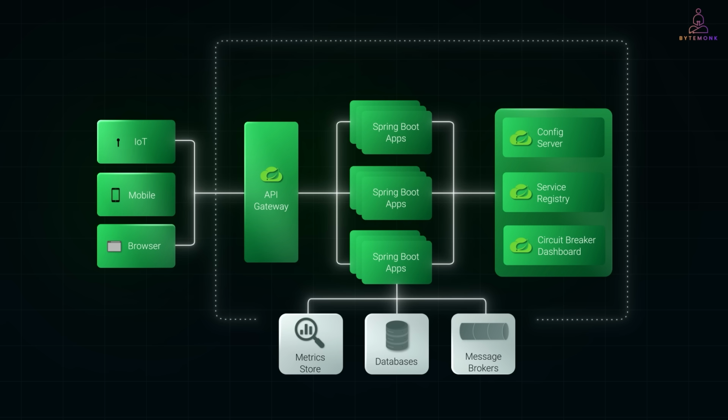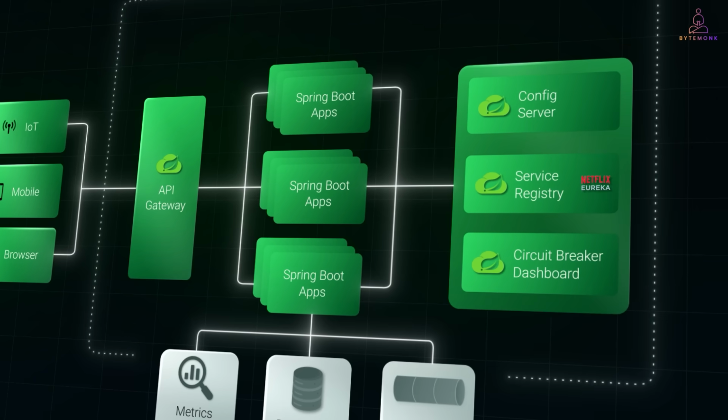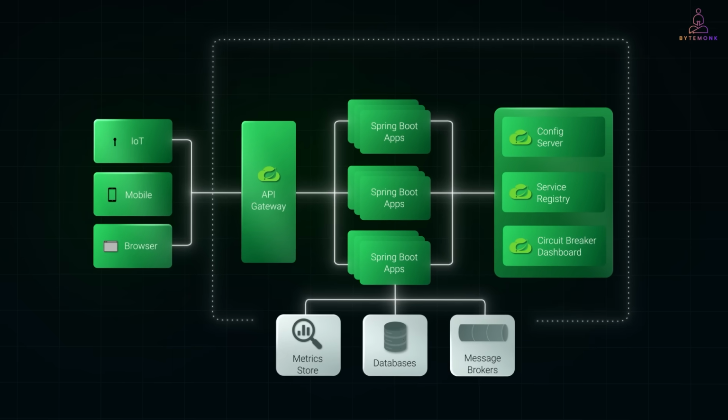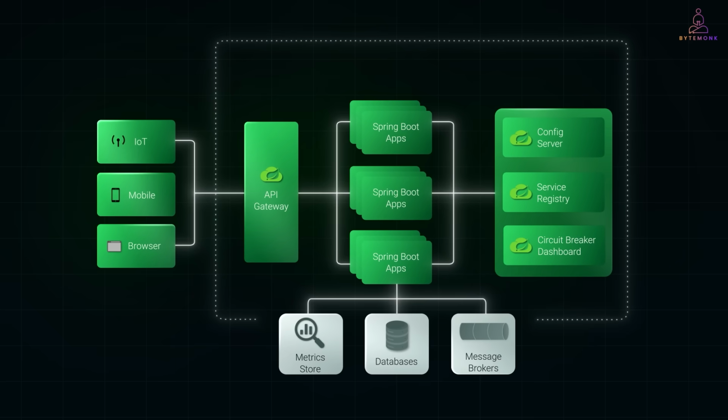Each Spring Boot service registers itself with a central registry, like Eureka. It's like a dynamic phone book for your system. So when one service needs another, it just looks up the name. No hard-coded URLs needed. So if a service crashes, traffic automatically reroutes to a healthy one. Super handy for scaling and reliability.